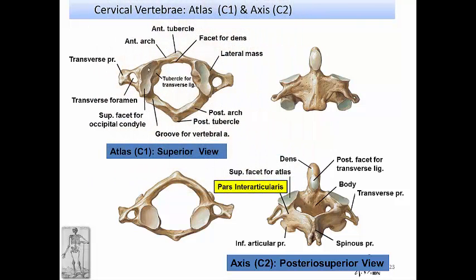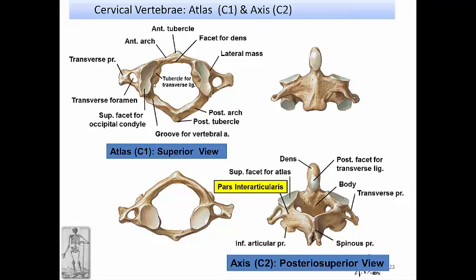Okay. Other than that, the Atlas is quite interesting. It actually does not have a body. The body of the Atlas would be represented by the axis, which is inferior to it, and the body would actually be the dens. Other than that, you can see that most of the Atlas is actually just a little bony ring.